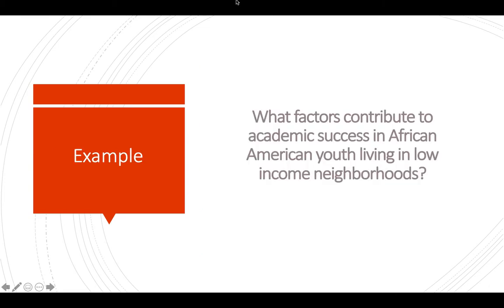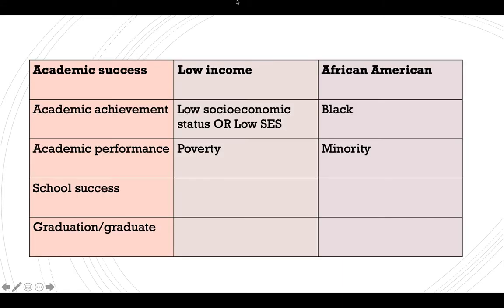All right, so one research question example. What factors contribute to academic success in African American youth living in low-income neighborhoods? So here's a table that I've come up with of key terms. My major concepts in this research question are academic success, low income, and African American. So I've drafted some words that I would consider to be synonyms or related. Sometimes it's broader, sometimes it's narrower. And then I've listed those in the columns.